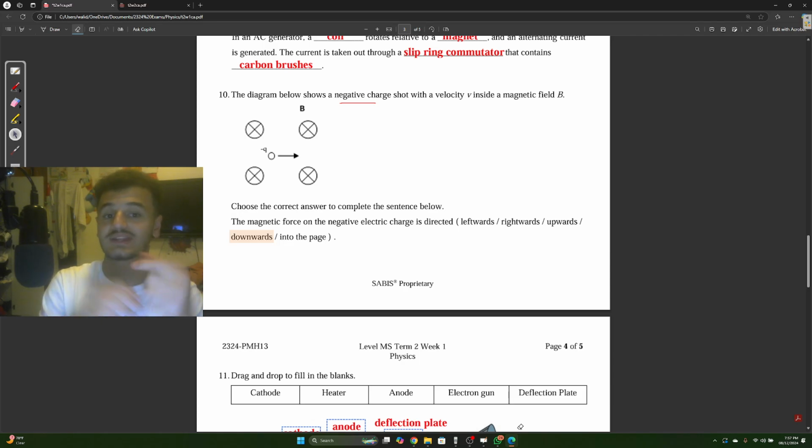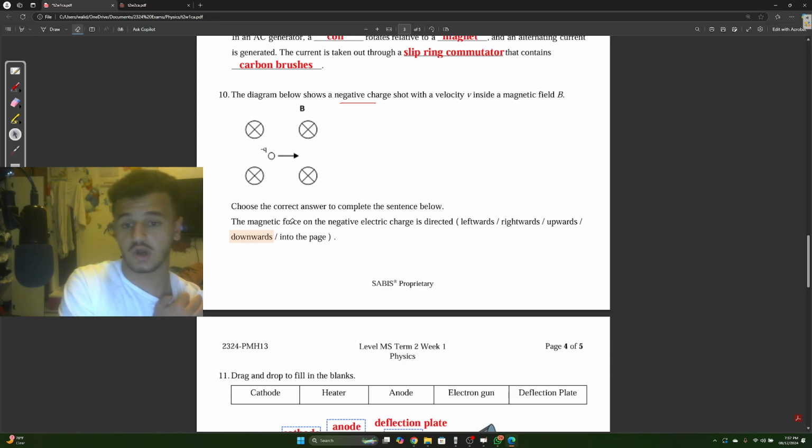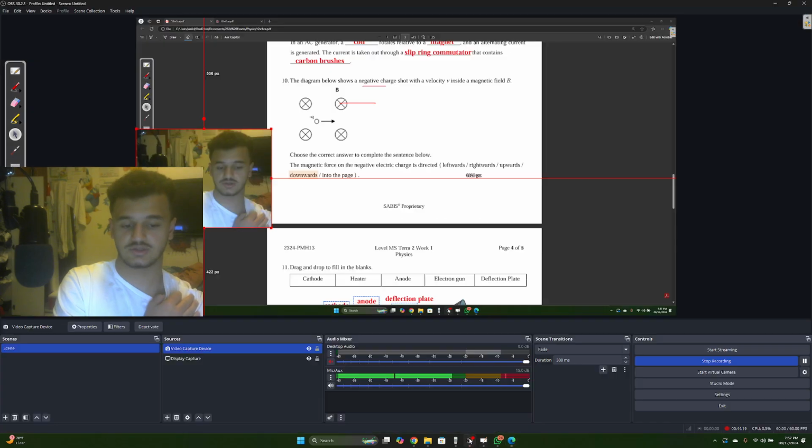So what are you going to do? It's going to be downwards. It's always opposing. Okay, the magnetic force on the negative electric charge is going to be opposing it. The force on the charge is always opposing because they said, look, on the negative charge. Okay, negative electric charge.